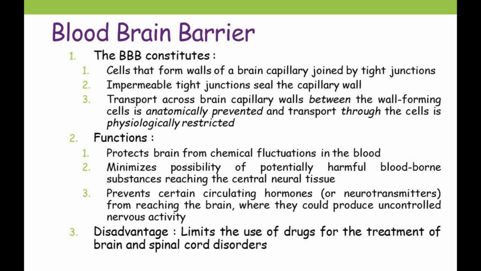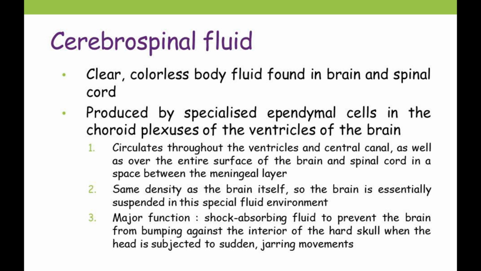The cerebrospinal fluid is a clear colorless body fluid found in the brain and spinal cord, and it is produced by specialized ependymal cells in the ventricles of the brain. The cerebrospinal fluid circulates throughout the ventricles and the central canal over the entire surface of the brain and the spinal cord.